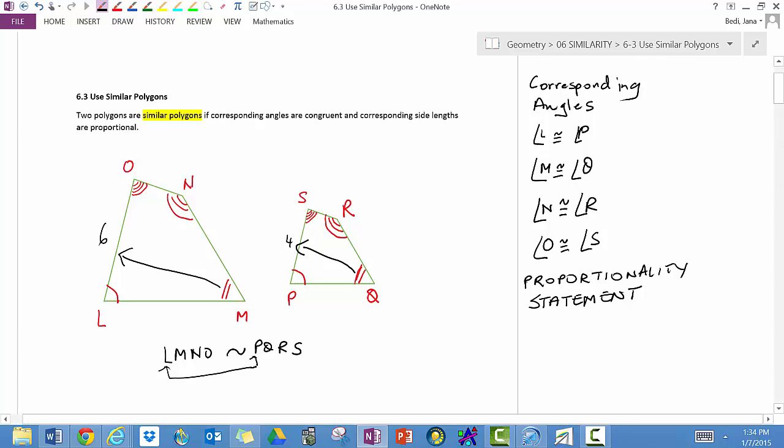So I'm going to write my proportionality statement, and I can also come up with this from the similarity statement. L, M over P, Q equals M, N over Q, R, which is equal to N, O over R, S, and let's not forget the first and the last, which is L, O over P, S.